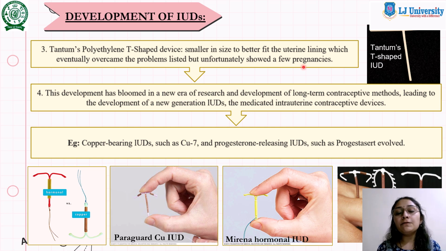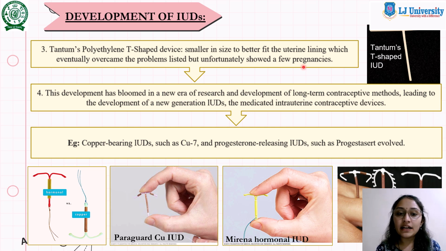And then came the field of copper T's, which was also known as new generation intrauterine device. So in the research and development era, new types of intrauterine devices were discovered, which were medicated as well as non-medicated devices. Then this classification of medicated intrauterine device and non-medicated intrauterine device came into action, right?